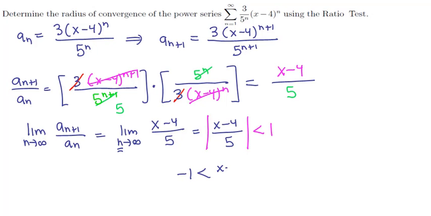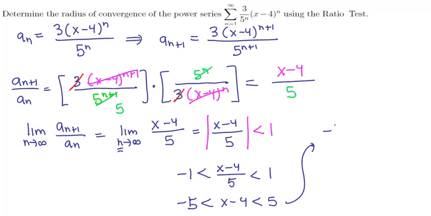That's the same thing as saying that x minus 4 divided by 5 is between 1 and minus 1. If we multiply everything through by 5, we're going to have x minus 4 is between negative 5 and a positive 5. And then if we add 4 to all of the pieces, we'll have minus 1 is less than x is less than 9. And so that means this series converges precisely when x is between minus 1 and 9.